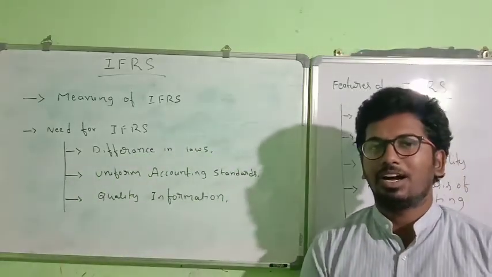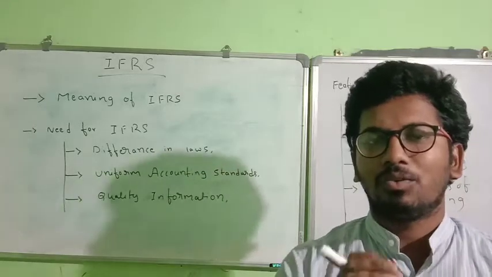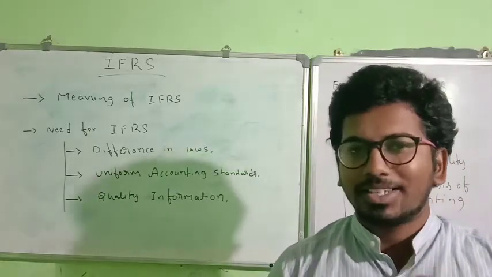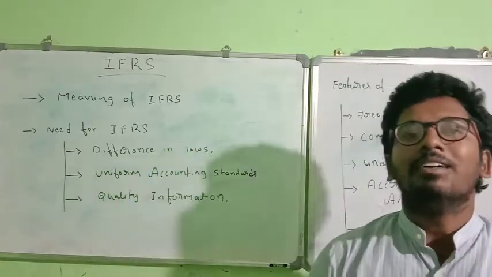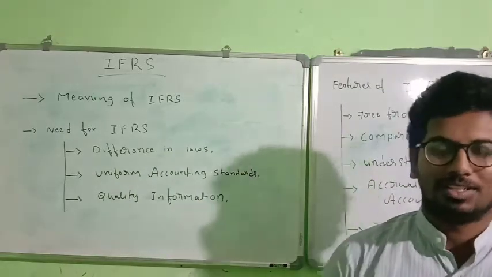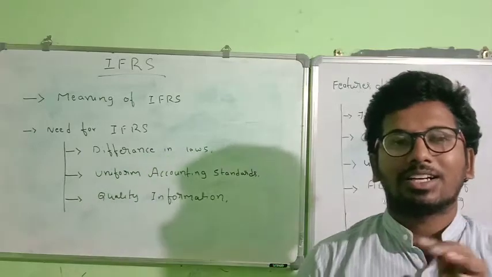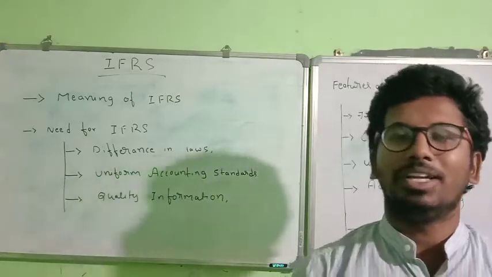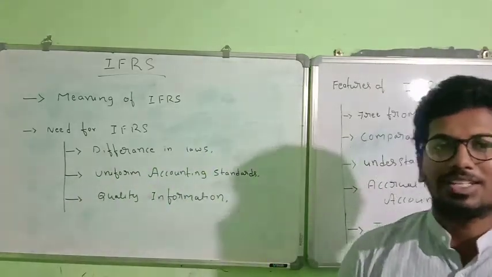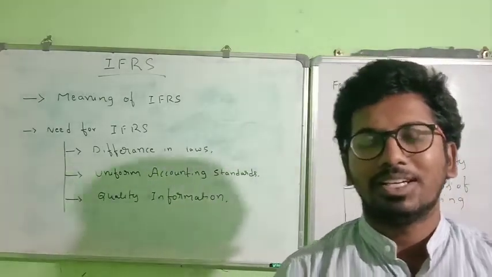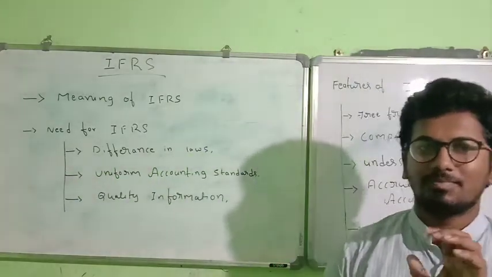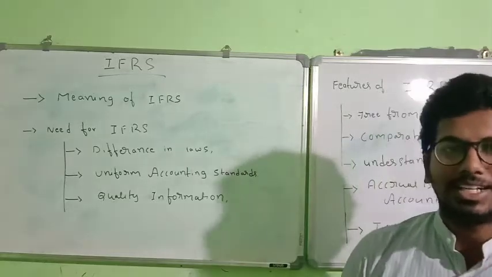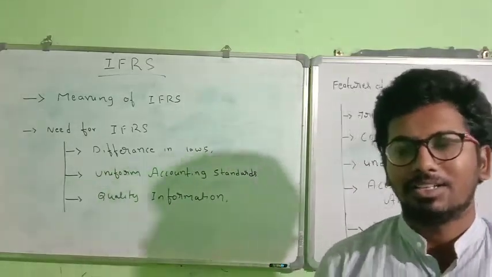Here the International Accounting Standards Board is there. To overcome the various problems faced due to the accounting standards of different countries, they prepare a set of standards which will be accepted by the entire world. Companies adopt these accounting standards to prepare their financial statements globally. That is what we call GAAP, Generally Accepted Accounting Principles, given by the International Accounting Standards Board, the IASB. So the IASB gives certain standards which will be adopted by the entire world.